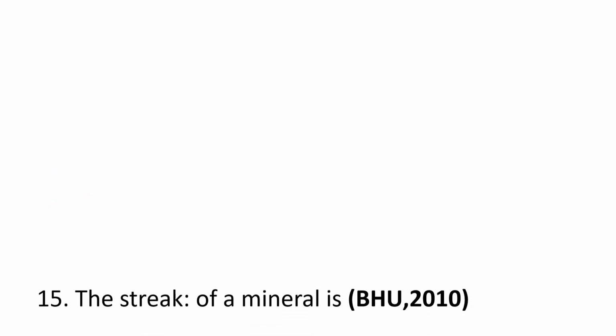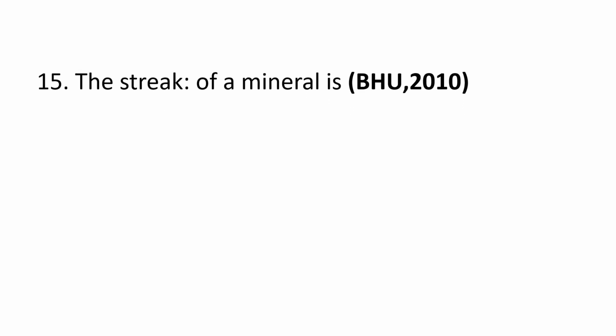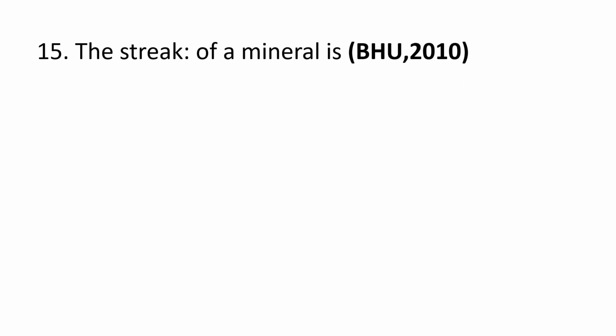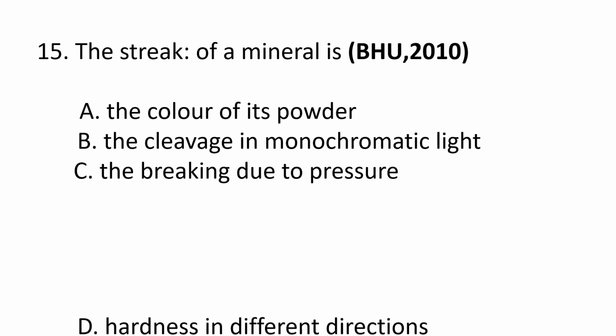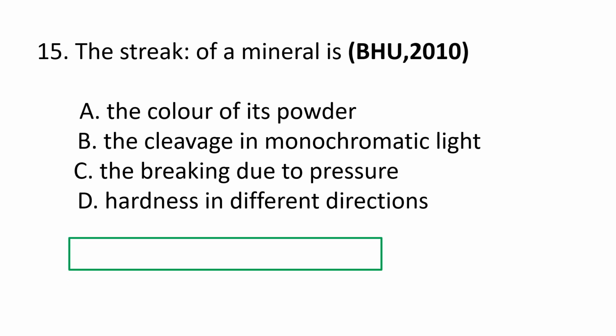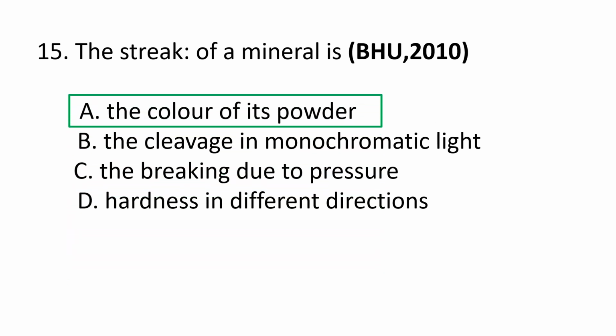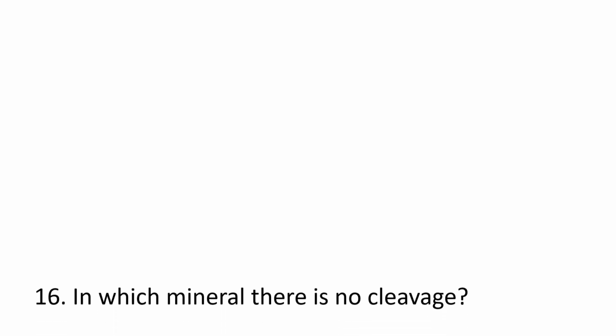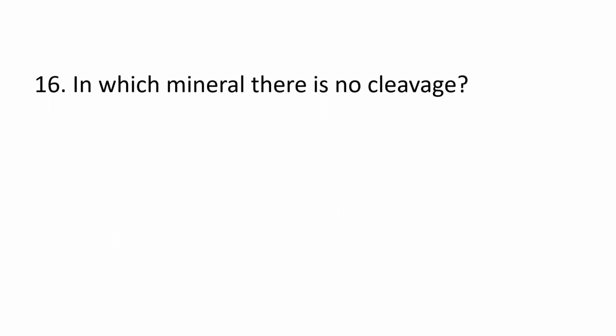Coming to the 15th question, the streak of a mineral is. The choices are A. the color of its powder, B. the cleavage in monochromatic light, C. the breaking due to pressure, D. hardness in different directions. The correct answer is the color of its fine powder of a mineral is known as a streak. Coming to the 16th question, in which mineral there is no cleavage?